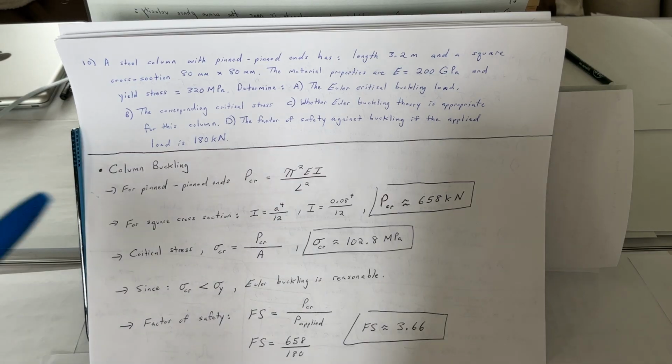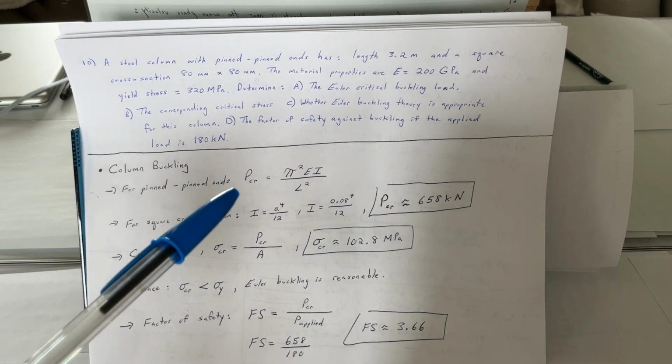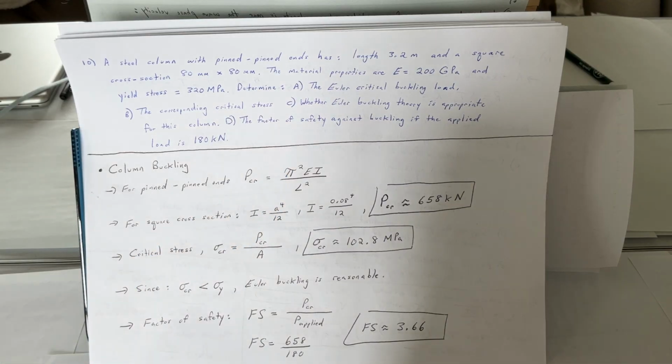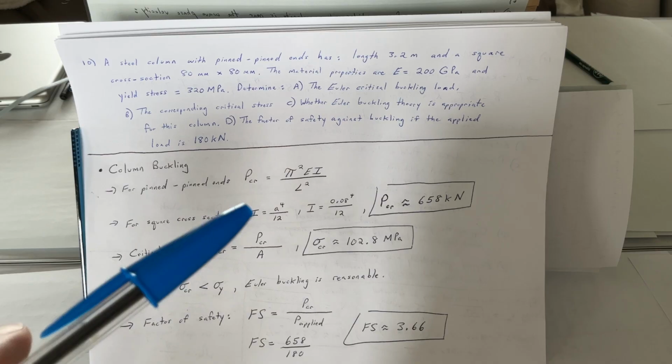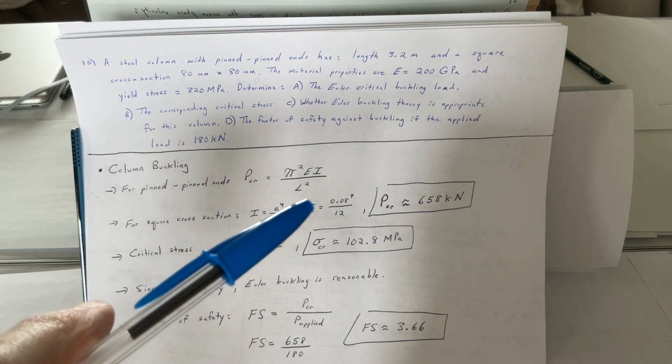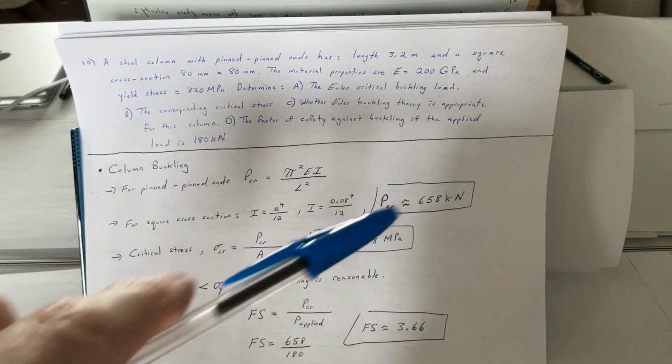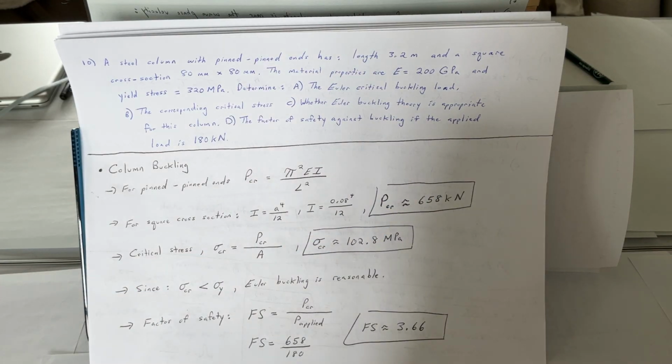So column buckling for pinned ends. P sub CR is going to equal pi squared EI over L squared. For the cross section, I is a to the fourth over 12, so that's going to be 0.08 to the fourth over 12. So that's going to give us, for that cross section, 658 kN.